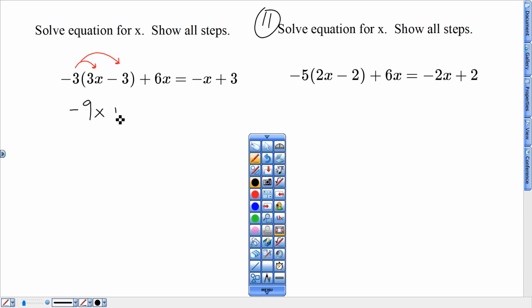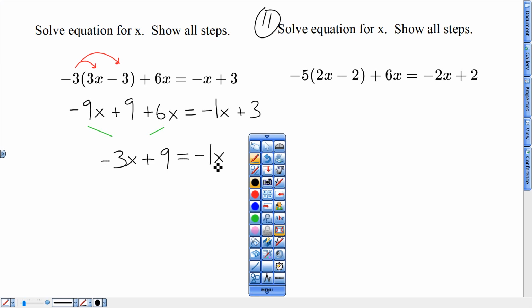Negative 3 times negative 3, positive 9 plus 6x. Bring down the rest. This is negative 1x, if that helps people out. Next step, combine these like terms. Leave that 9 alone in the middle. Negative 9 plus 6 gives me negative 3 of those x's. Bring down that 9. Bring down the negative 1x. Bring down the plus 3.